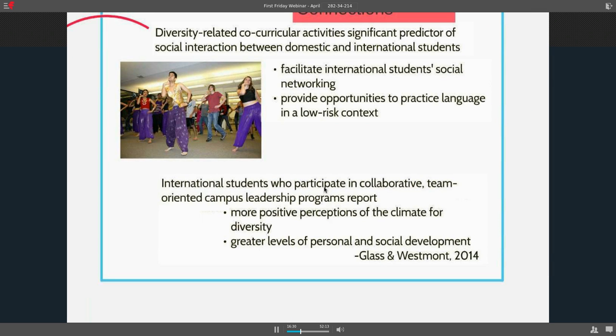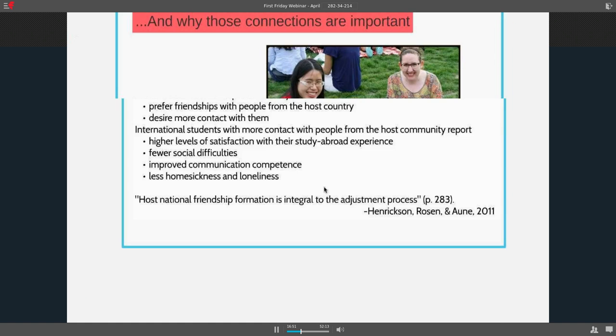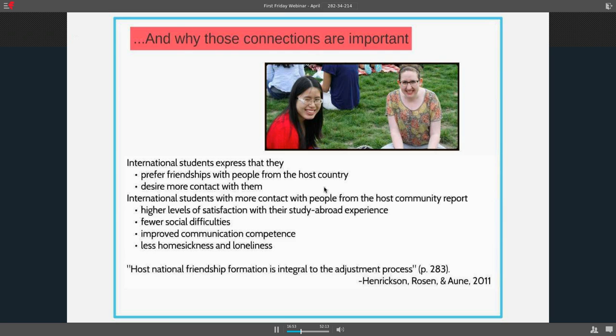And then international students who did participate in these collaborative and team-oriented leadership programs, whether they were diversity-focused or not, reported a more positive perception of the climate for diversity across the whole campus. So they might just be doing one specific thing, say, in hall council, but when you ask them how does your institution handle diversity, they feel more positively about it. And then greater levels of personal and social development. And these connections are really important.